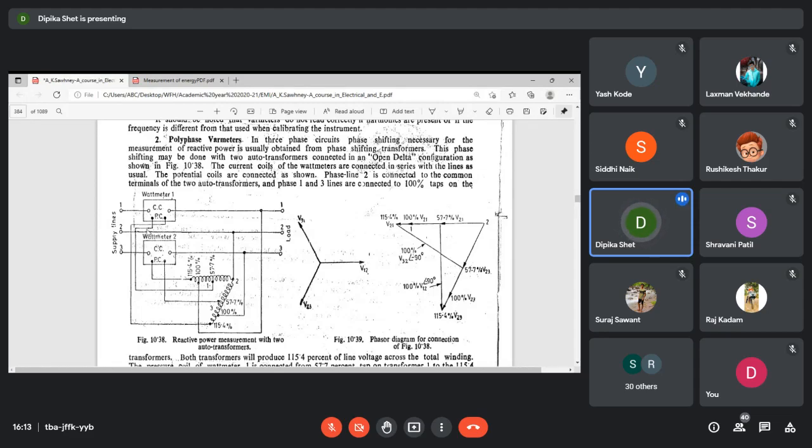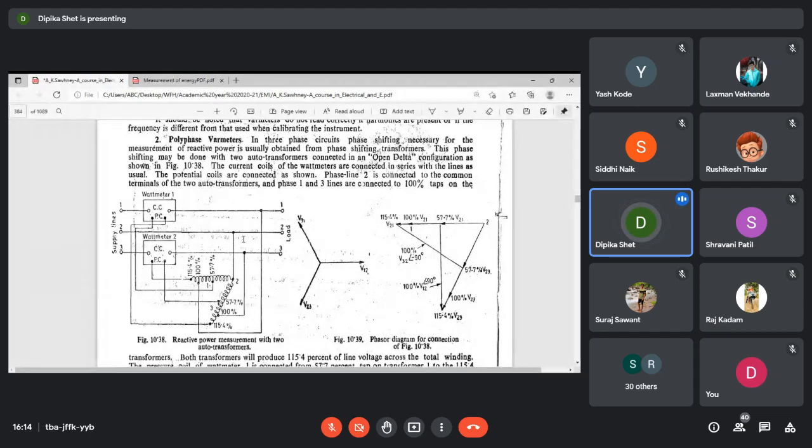The second connection of the pressure coil of our wattmeter 1 will be connected to this central tapping, which indicates 57.7%. And the other terminal of the second wattmeter will also be connected to the tapping of the second auto transformer. This is our first auto transformer, this is our second auto transformer, and it will be connected to the tapping which gives us 57.7% of the voltage. Here it is 100%, and here it is 115.4%.